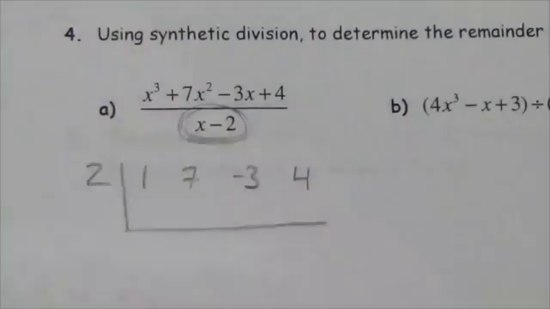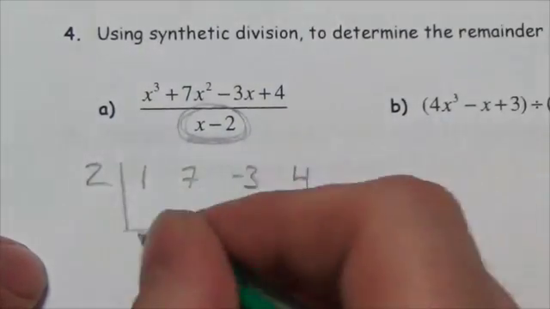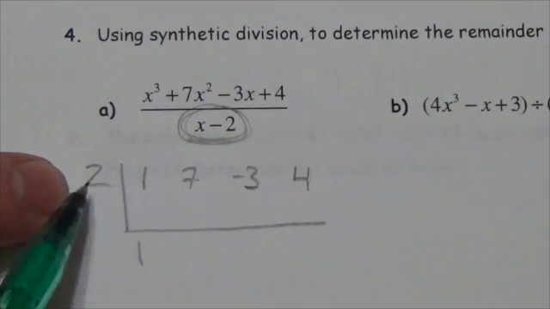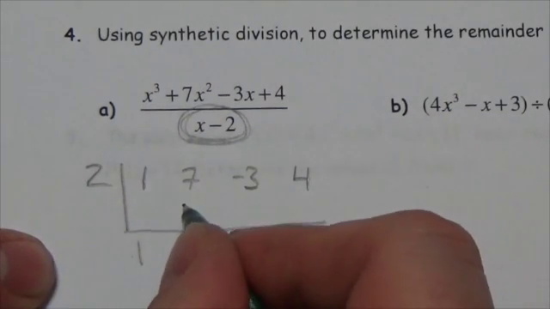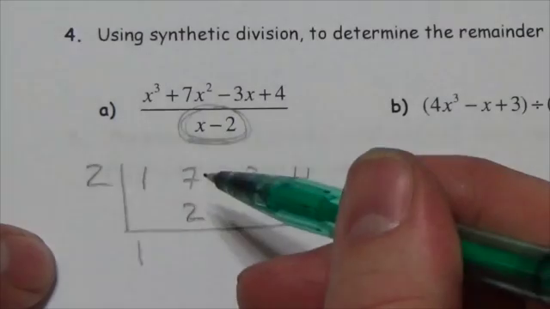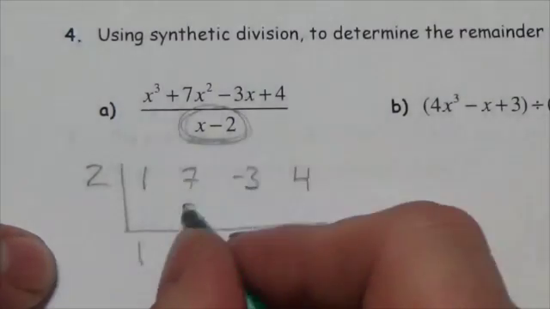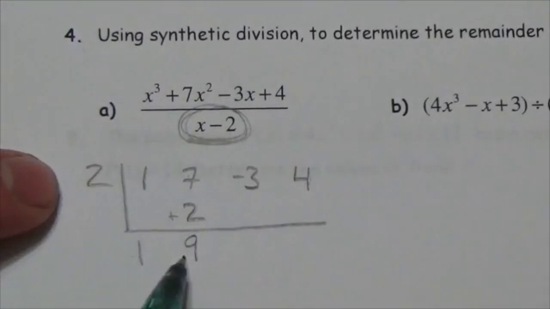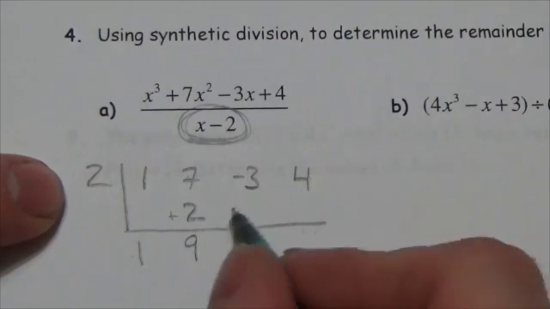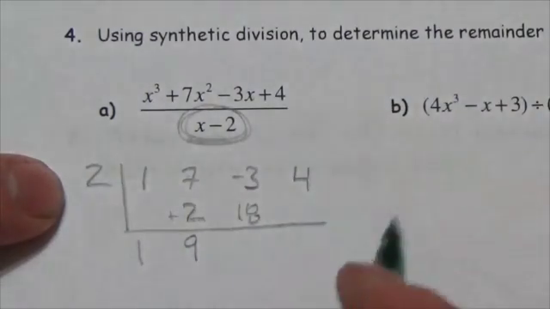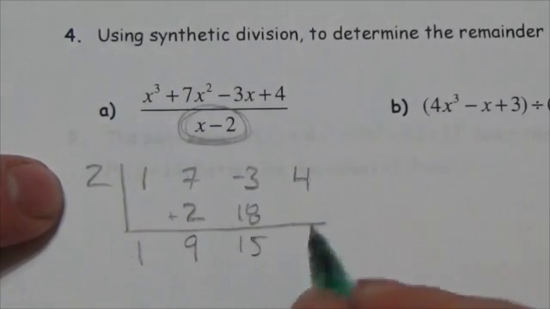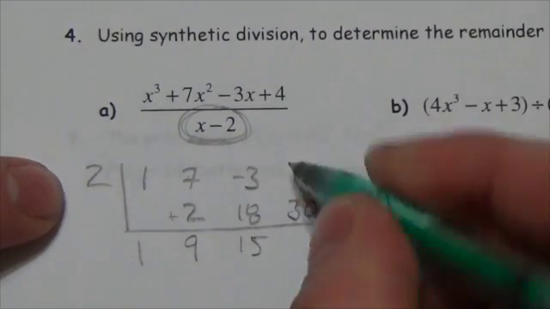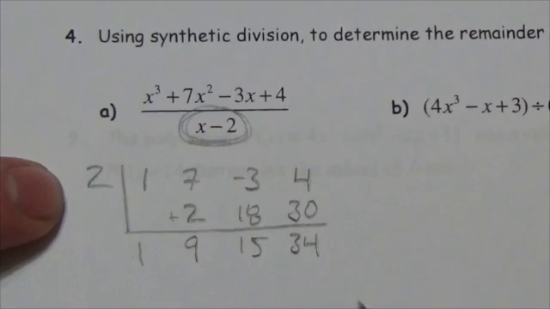Now, here's the procedure for synthetic division. I'm going to bring down the 1. Then I'm going to multiply 2 by 1. So 2 times 1 is 2, and you put the 2 here. And then I add. So 7 plus 2, 9. Then you multiply. 2 times 9 is 18. And you add these two numbers. Negative 3 and 18 is 15. 2 times 15 is 30. I put the 30 here, and then I add, and I get 34.